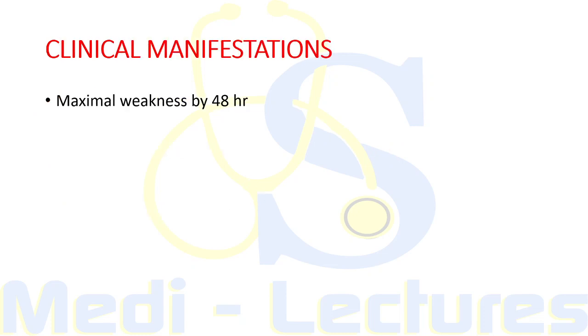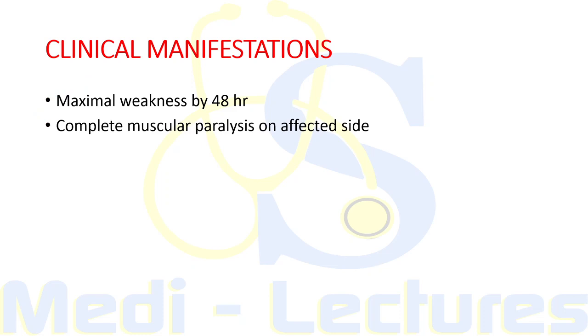Now, when we come to the clinical manifestations, the onset of weakness in Bell's palsy is abrupt with maximum weakness by 48 hours as a rule. There will be complete muscular paralysis on the affected side and will include all the features like drooping of the corner of the mouth. There will be effacement of creases and skin folds. The forehead will become unfurrowed and the patient will not be able to close the eyes, and on attempted closure the eyeballs will roll upwards, and this is known as Bell's phenomenon.